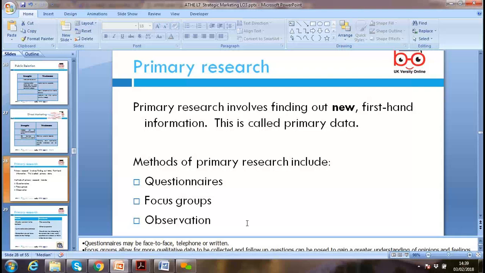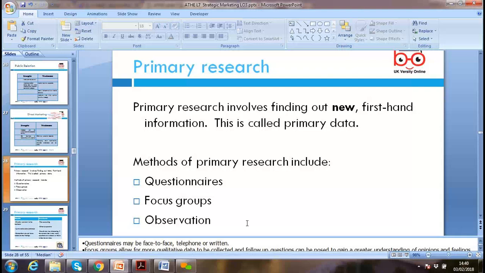Okay. So primary research is first-hand information. Secondary research is the research which we normally do, the second-hand information, that's already published information, like a magazine and those sort of things. We can use it.